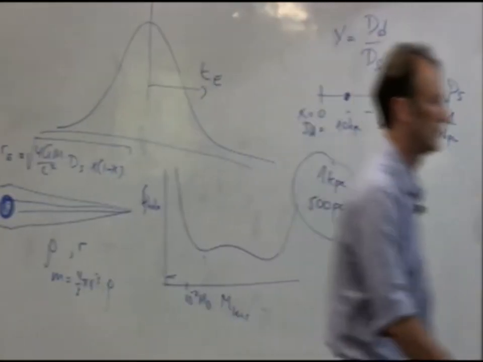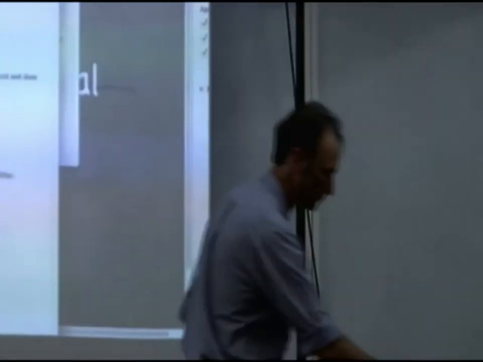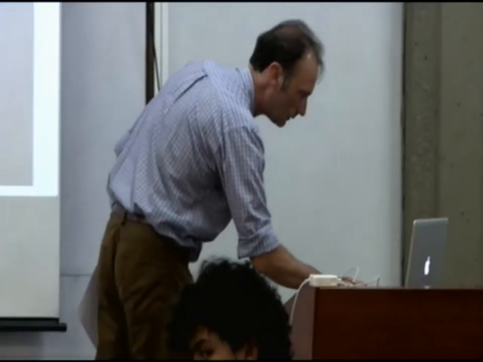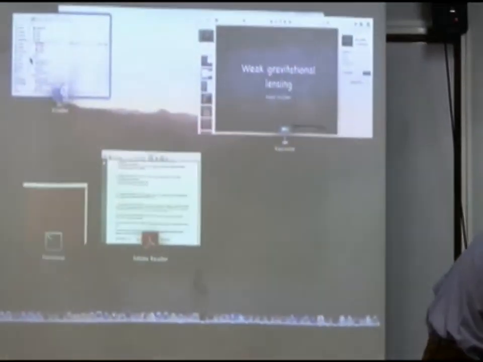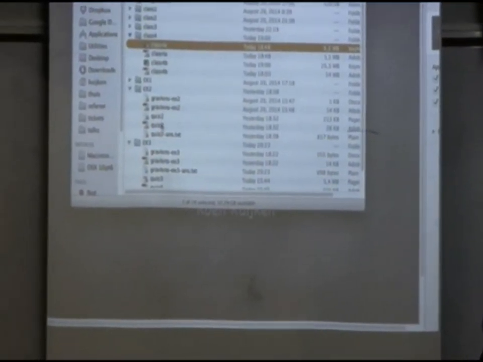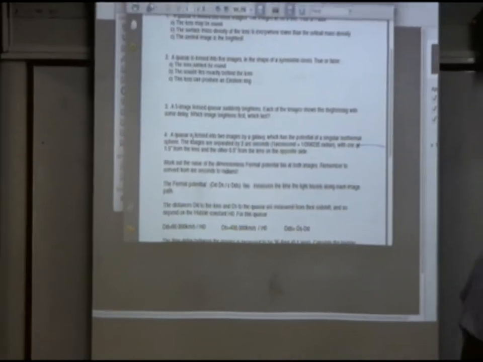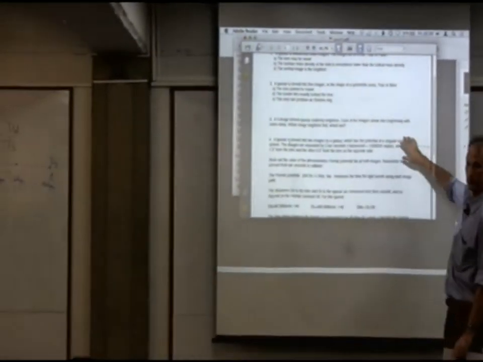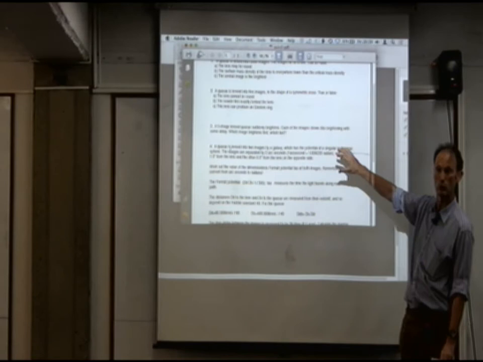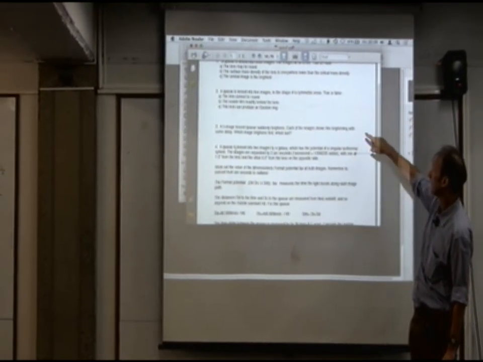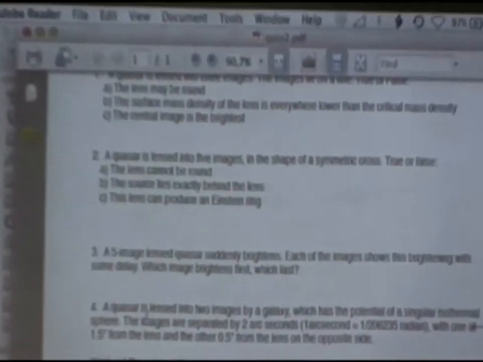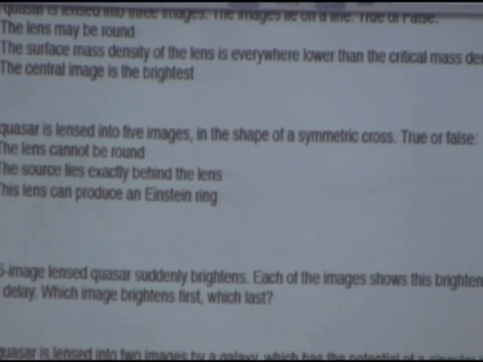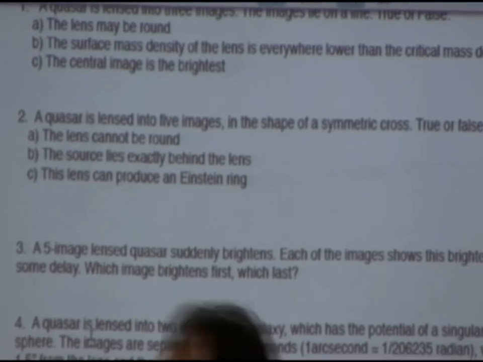One is, maybe I can get it on the screen. Can you read this? It's too small, it's okay. So one of the questions, this 2C, was a problem. This is the case where you have a quasar that makes five images in an isometric cross. So you have the configuration of an Einstein cross, as it's called.